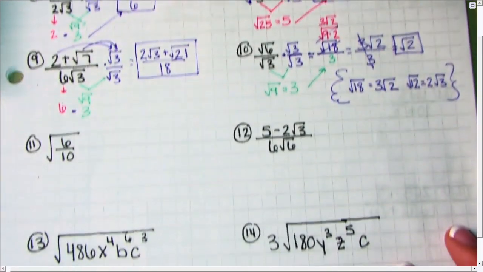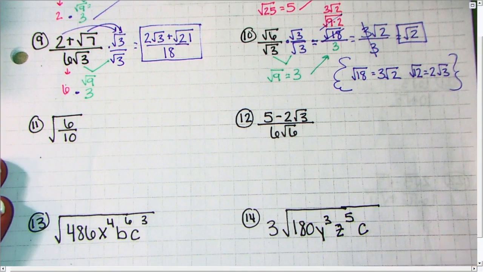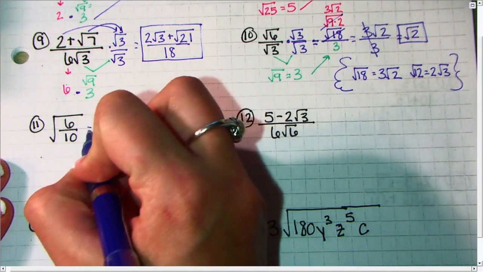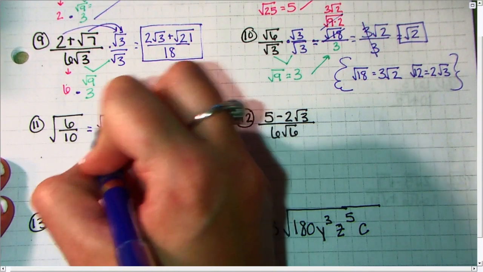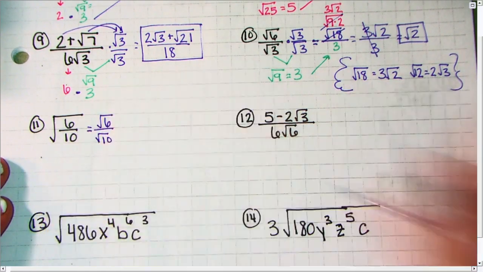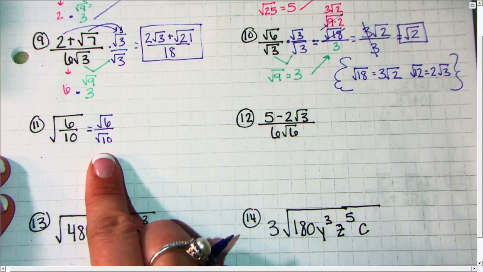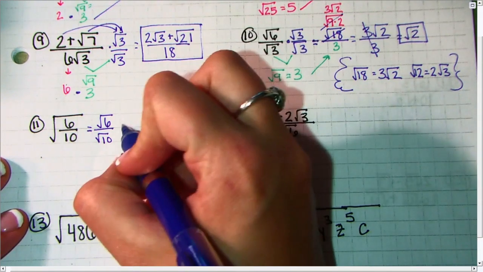Let's try the next one. So we have this big square root of 6 over 10. To do this problem, if you have a big square root over a fraction, you can pull the square root to the top and you can pull the square root to the bottom. These fractions are equivalent. Now we can rationalize.